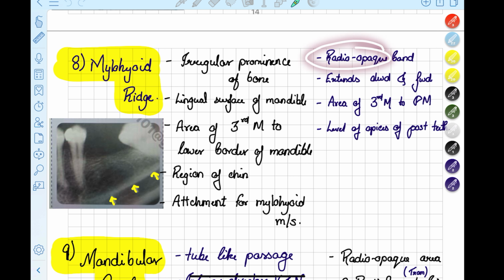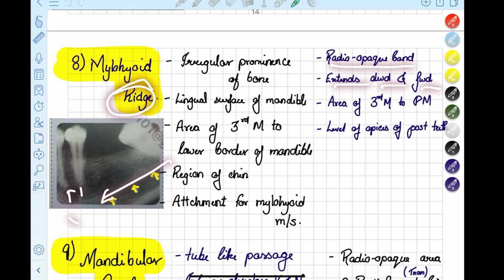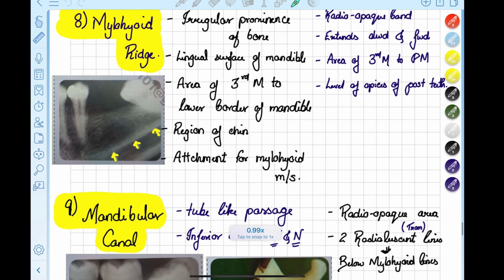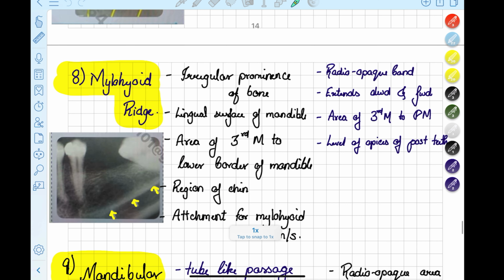On the radiograph, as it is a ridge, it will appear as a radiopaque band extending downward and forward. Which direction is it going? Downward and towards the forward, frontal direction. From the area of the third molar to the premolar, at the level of the apices of the posterior teeth. It runs from there. So this was about the mylohyoid ridge. The most important point is that it is located on the lingual surface of the mandible.